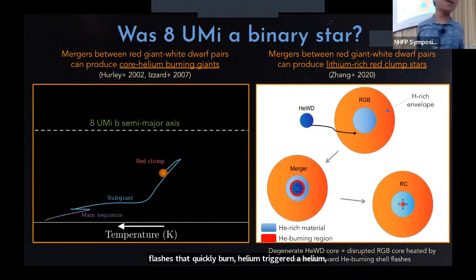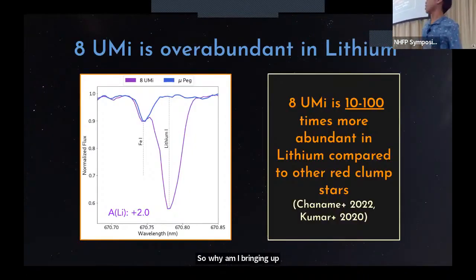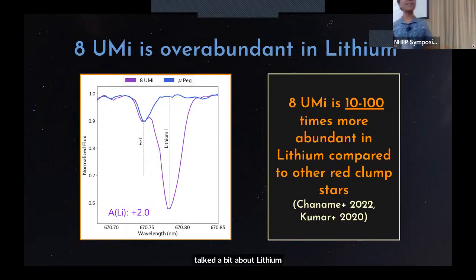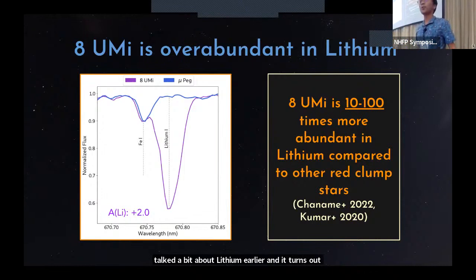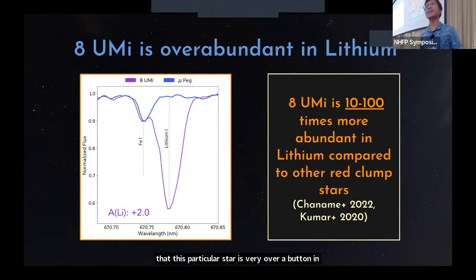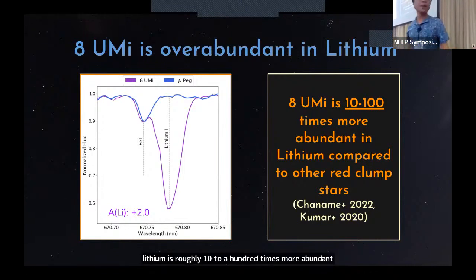So why am I bringing up lithium? Melinda has talked a bit about lithium earlier, and it turns out that this particular star is very overabundant in lithium, roughly 10 to 100 times more abundant in lithium compared to stars at the same evolution and at the same mass.